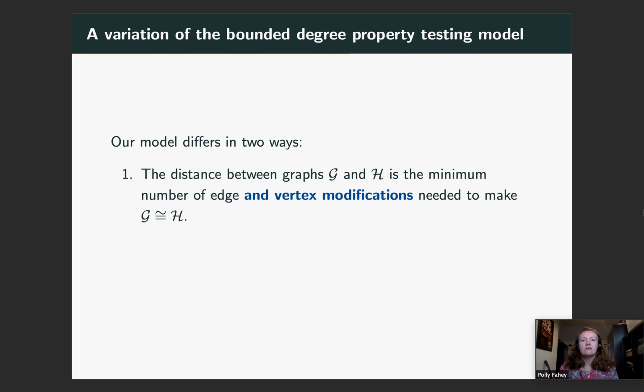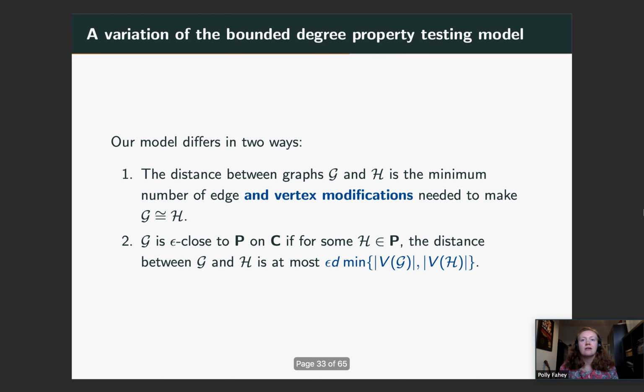So firstly, in our model, the distance between two graphs G and H is the minimum number of edge and vertex modifications that are needed to make G and H isomorphic. Where again an edge modification is just adding or removing an edge, and a vertex modification is adding or removing a vertex, where if we remove a vertex, then we remove all edges incident to it. And secondly, we now say that a graph G is epsilon close to a property P on the input class C if there exists a graph H with the property such that the distance between G and H is at most epsilon times d times the minimum number of vertices in G or H. So now in our model we can compare graphs on a different number of vertices.